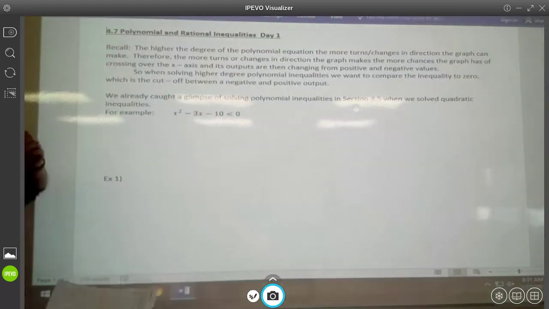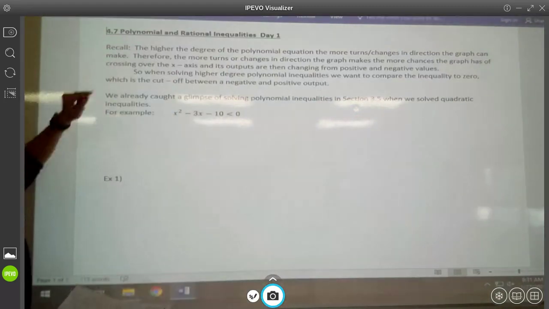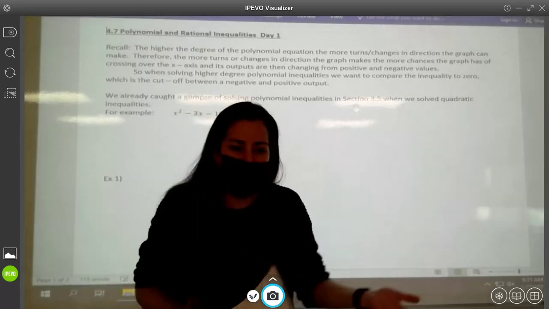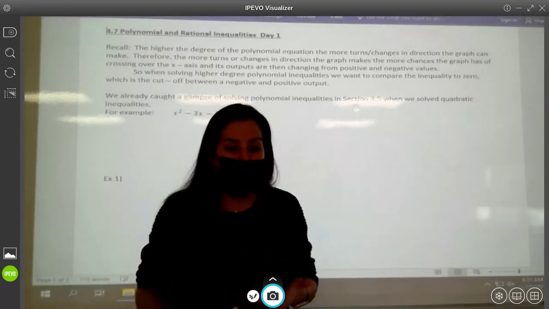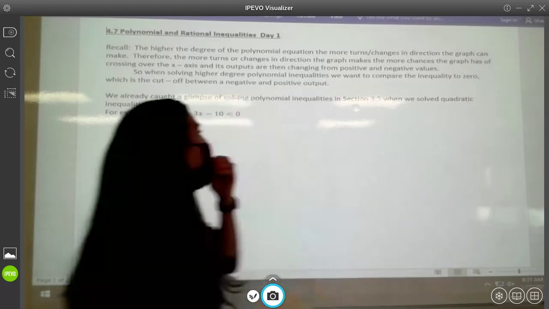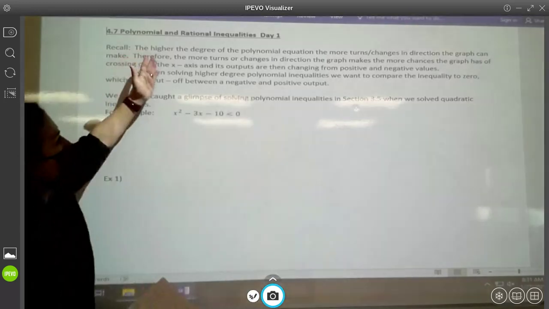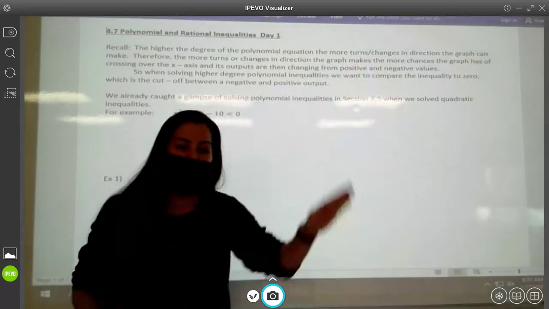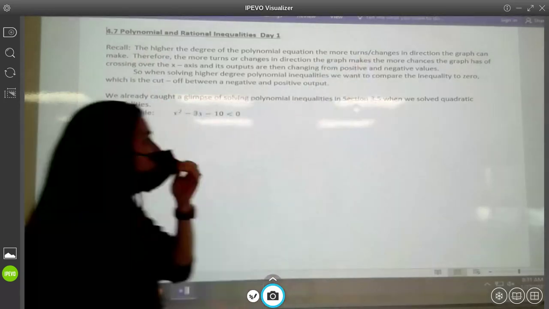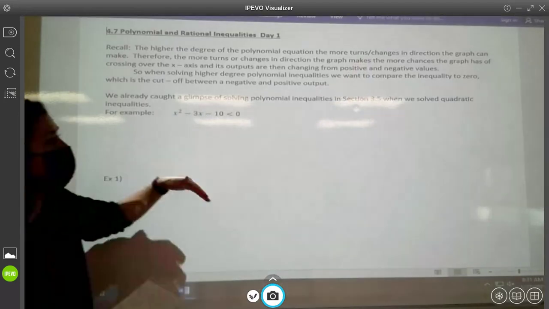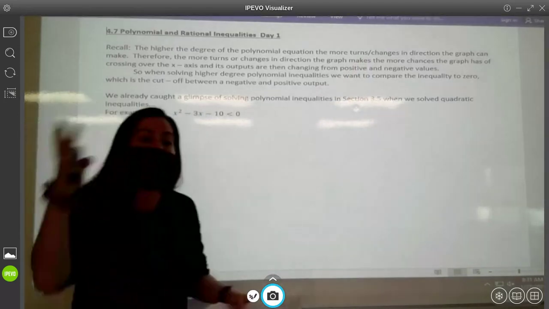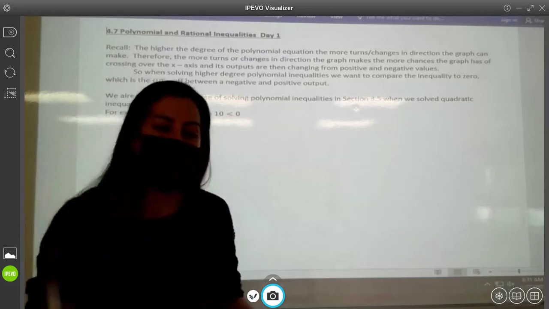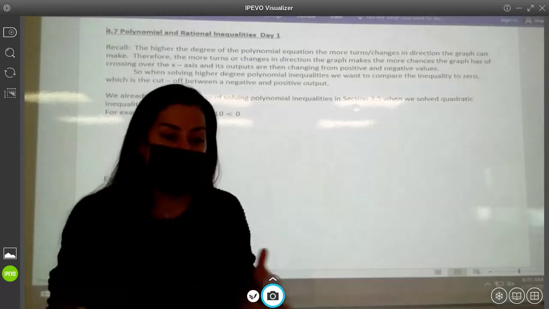So the last section is 4.7, solving polynomial and rational inequalities. It's pretty natural that after we've seen all of these equations, we move on to their inequality versions now. Just remember, the higher the degree of the polynomial gets, the more turns and changes, more peaks and valleys can be created, and therefore the graph can cross over the x-axis more times and have that y-coordinate change sign.